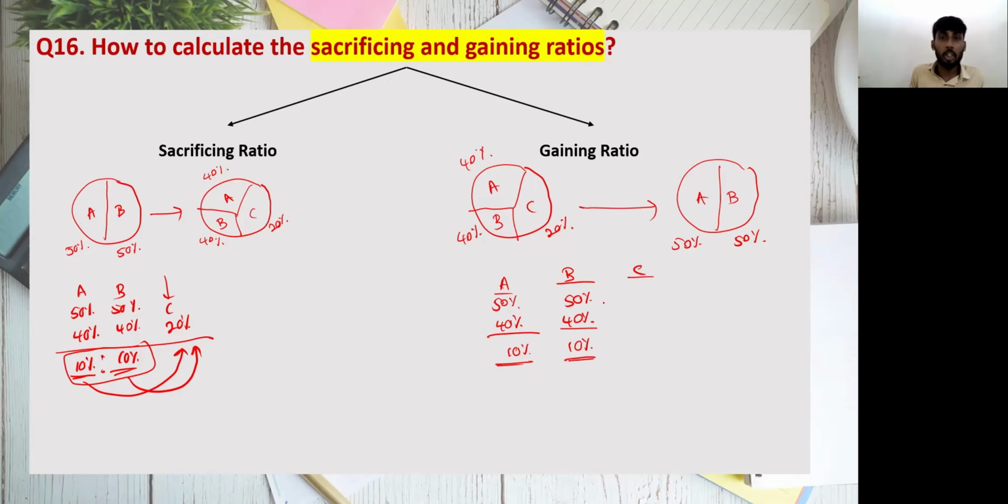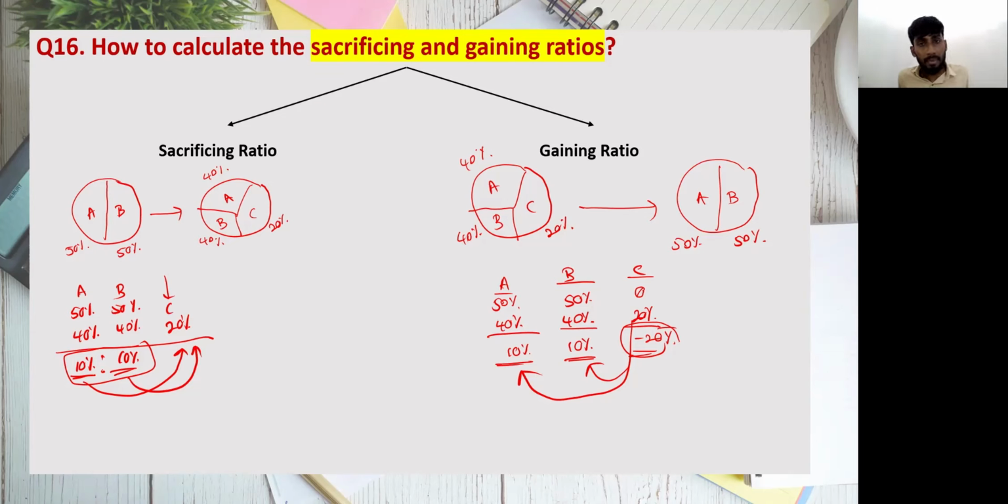When it comes to C, now C is no more. Now C is getting 0, but earlier C got 20. That means nothing gained, that means minus 20. So what has happened? C's 20 has been split among A and B equally. The retiring partner's share of profit will be split among the existing partners when that partner retires.